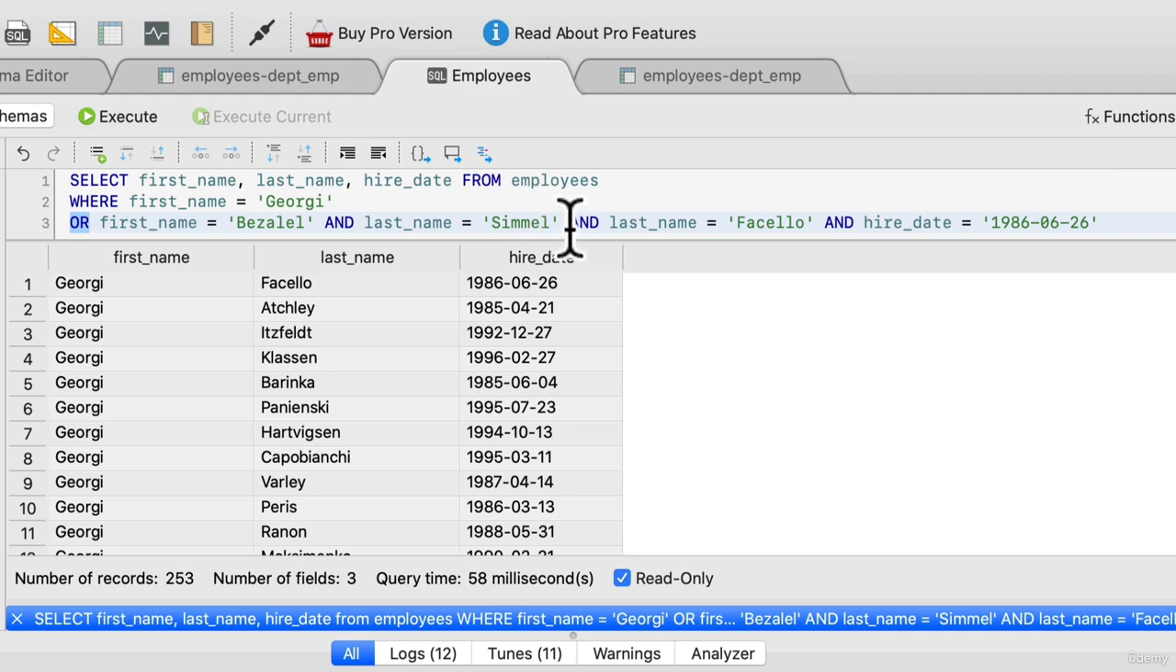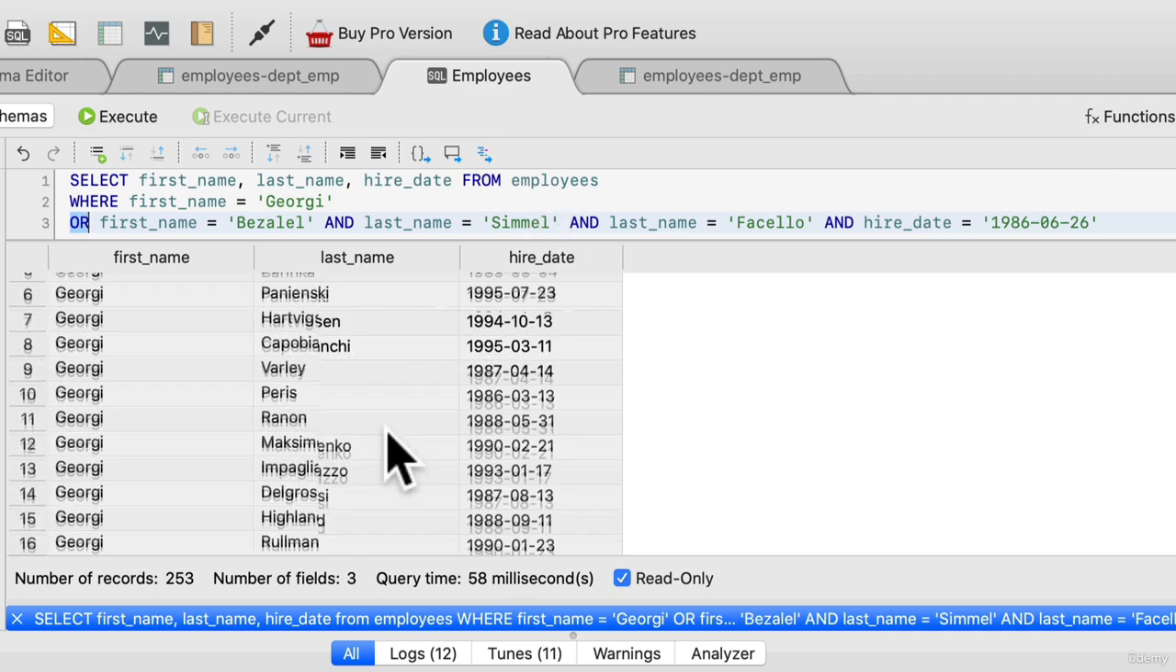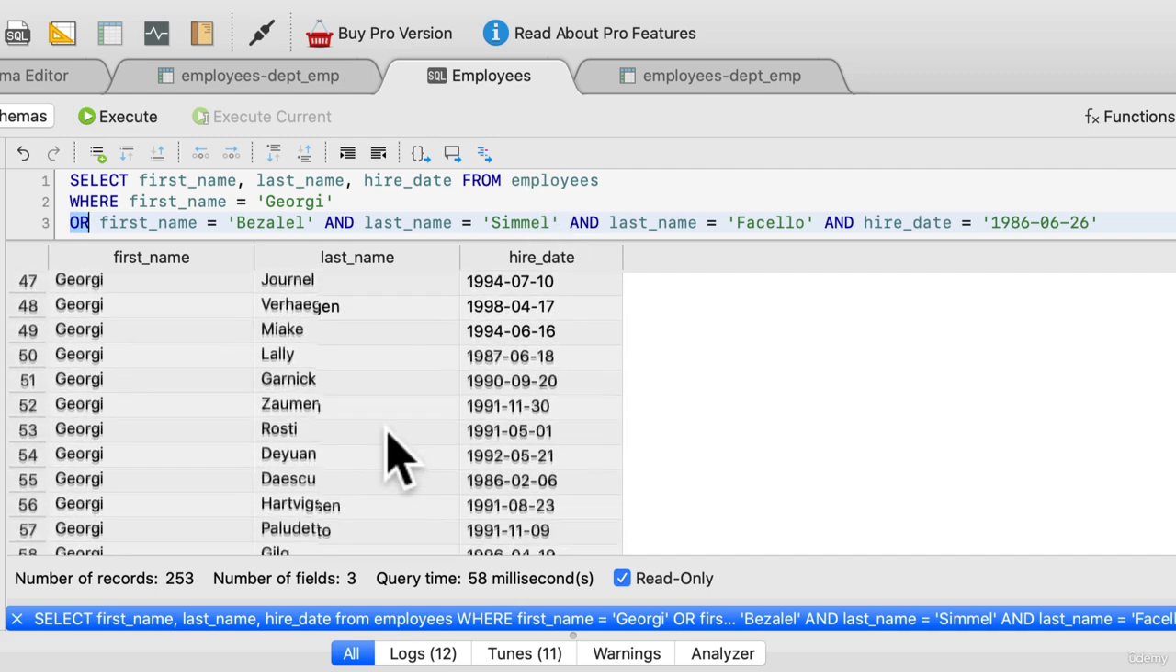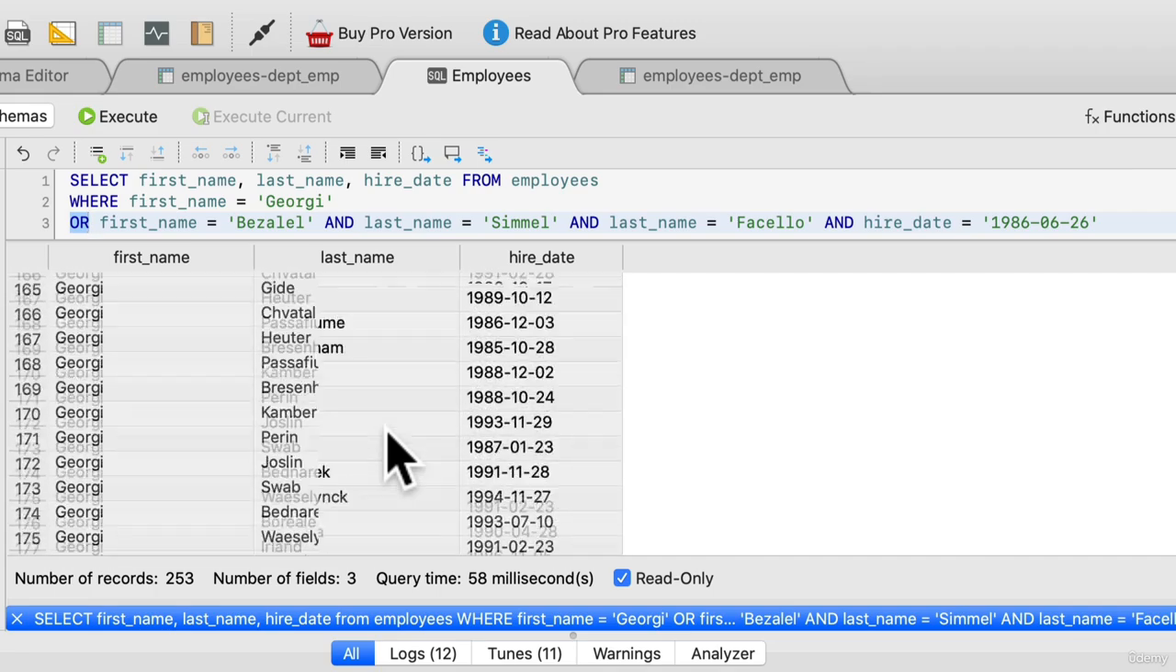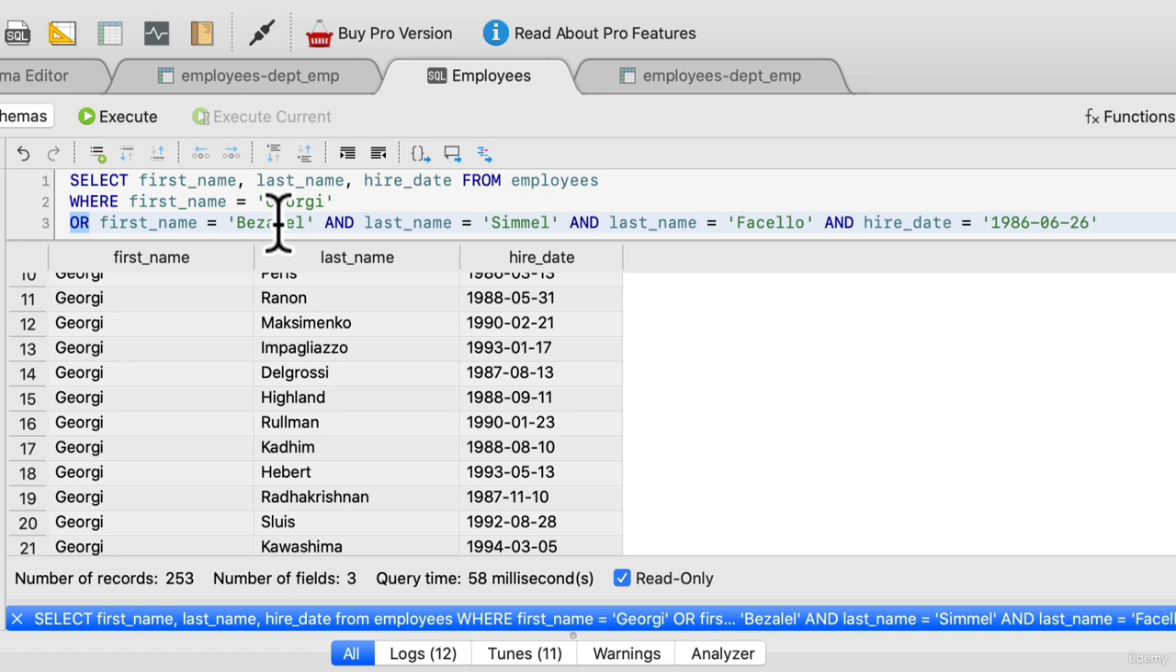So if we look in our data over here, we're not going to see any Bezalels. We're only going to see Georgies. And why is that? Well, that's because there is no Bezalel with last name Simel and last name Vasillo and the hire date equal to.